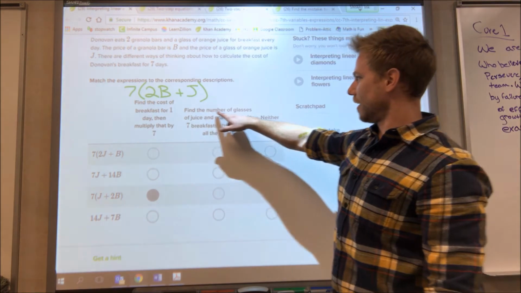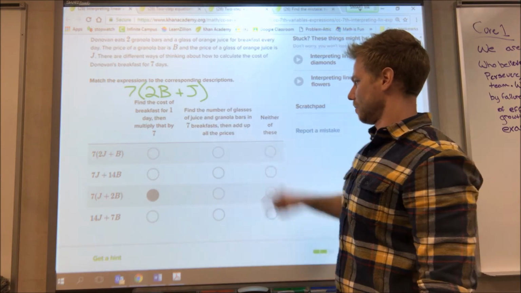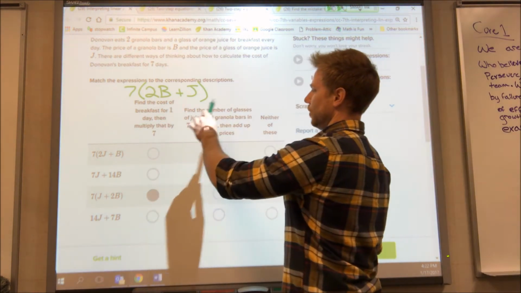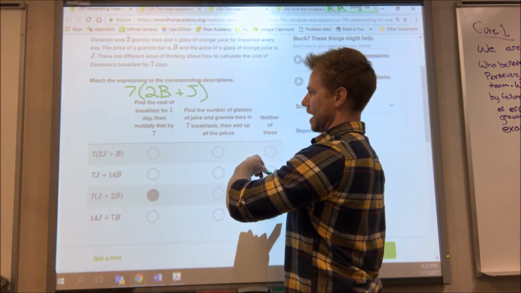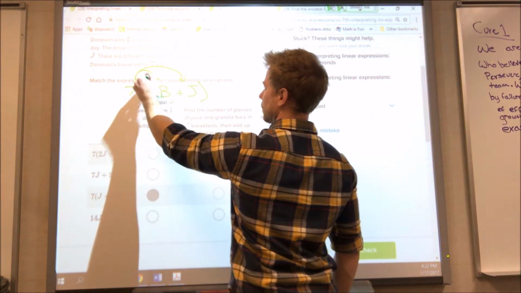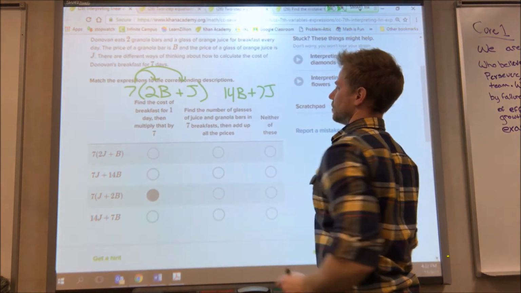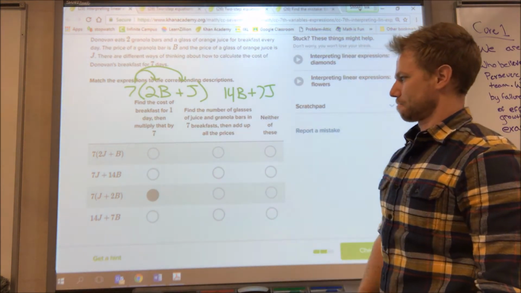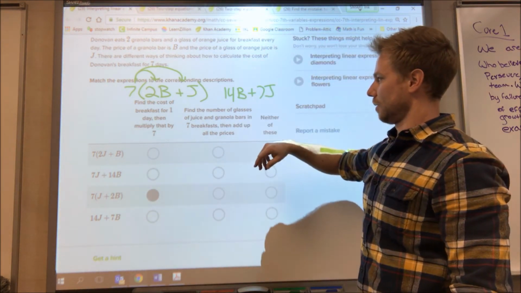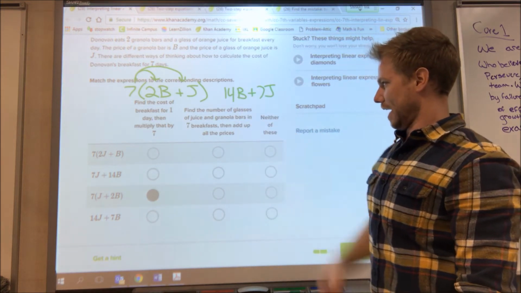Okay? The second one, find the number of glasses of juice and granola bars in 7 breakfasts. Then add them up together. Okay? So it's going to take what we had here. We need to distribute it and then add at the end. Because 7 breakfasts, so if we think of distributing this, 7 breakfasts is 14 granola bars and 7 glasses of juice. Okay? So the first one's not going to work because it has parentheses. We don't want parentheses this time. We want to find how many granola bars and glasses of juice we have total and then add them together.